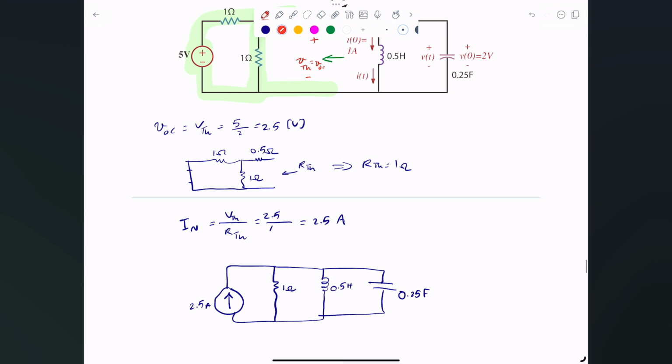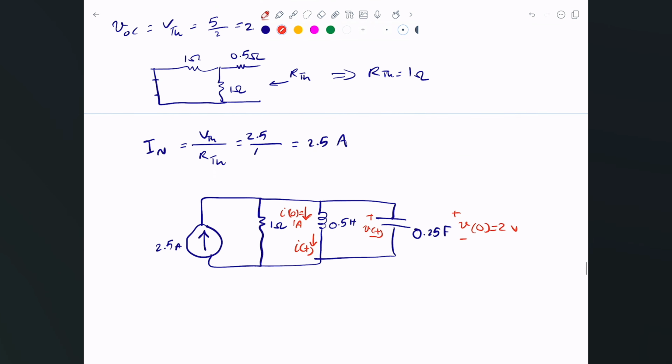And of course we have some sort of initial conditions. These initial conditions here, I'll just write them. V0 happens to be 2 volts, and the current in here, which is I0, happens to be 1 amp. And I'm assuming that this is the I of t I'm interested in, and this is the V of t that I'm interested in. Okay, so I think we have everything we need to write the equation that describes this circuit.